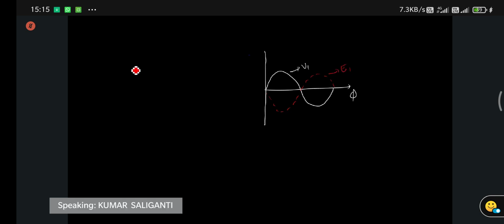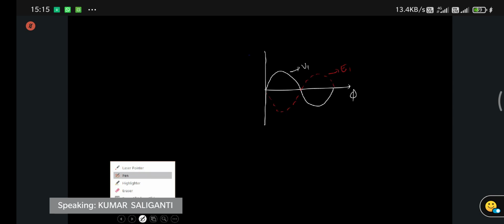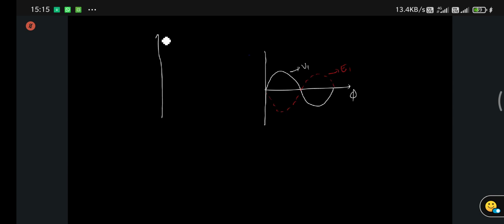Why? Because I will show you the vector diagram. This is the flux, and this is the magnetic component of current. Both are in the same phase, because you are giving this source, and V1 will be there, the V1 which is equal to minus E1.